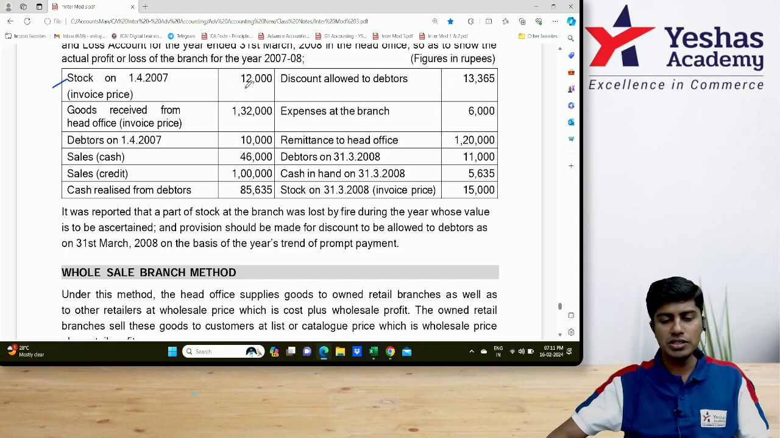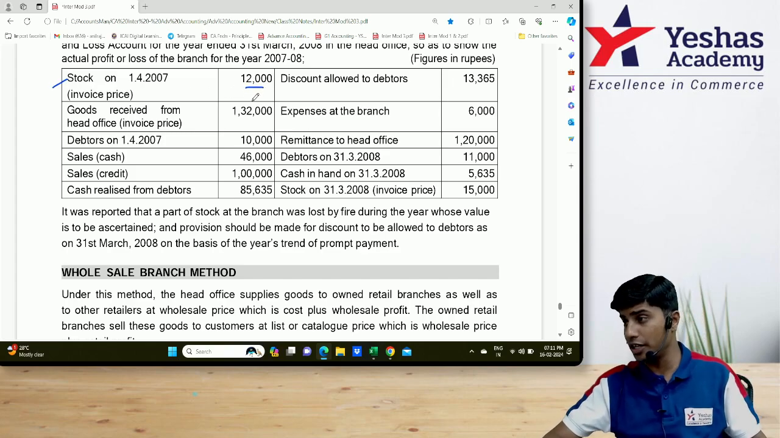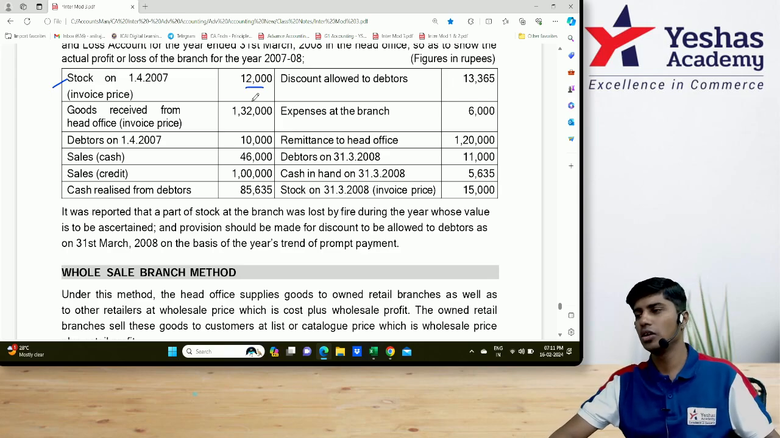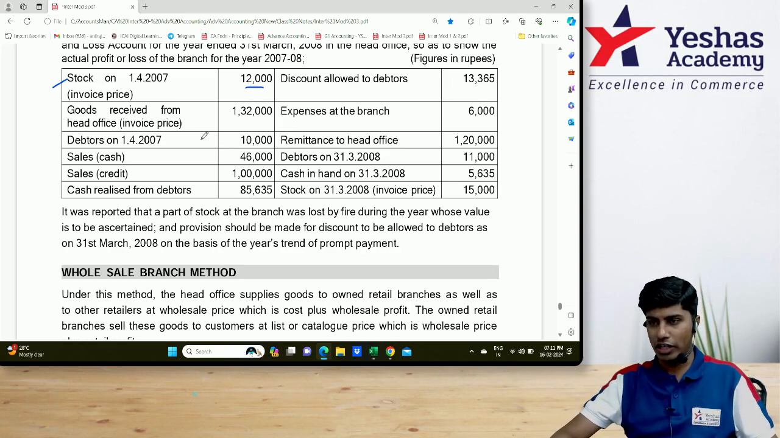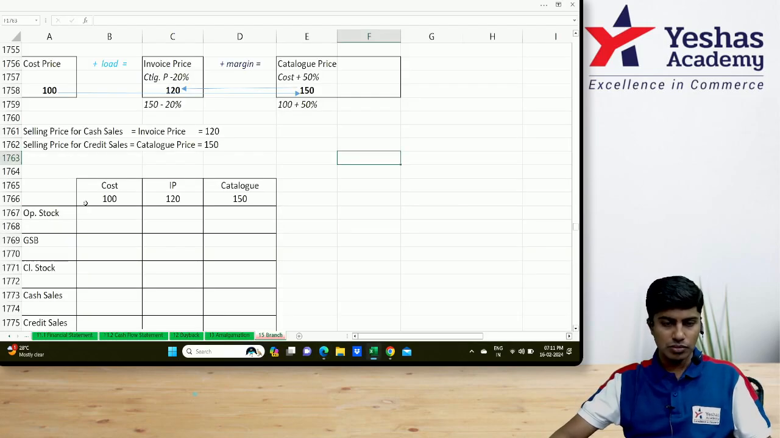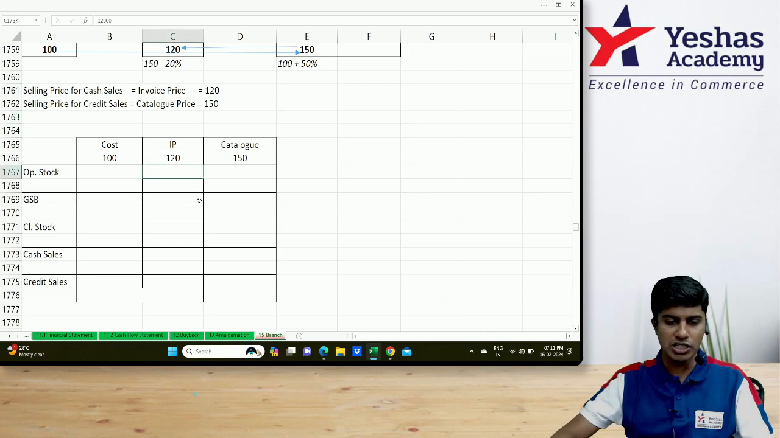Stock at invoice price 12,000. We should write at what price in head office or in trading P&L account? Cost price. So what do I do? I'll take it to my working note. Opening stock 12,000. Correct? Let me write. Invoice price is 12,000.